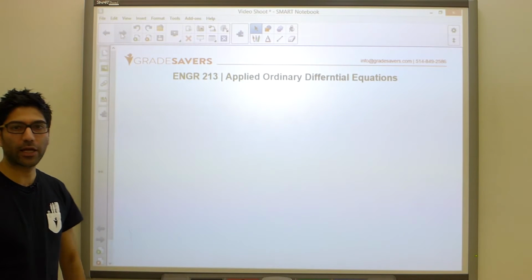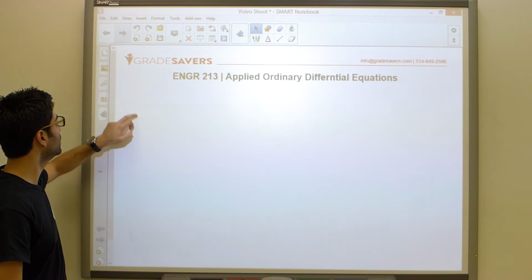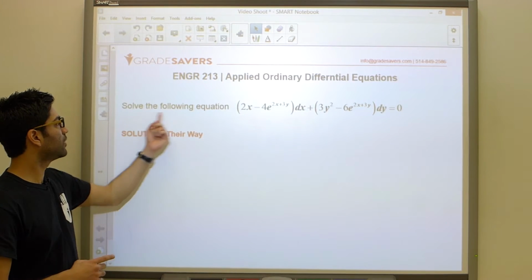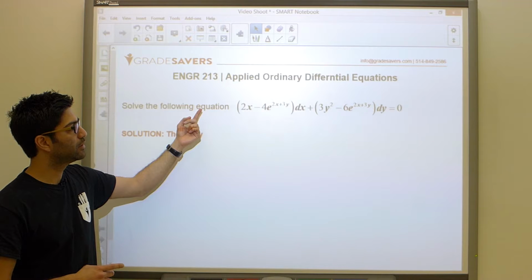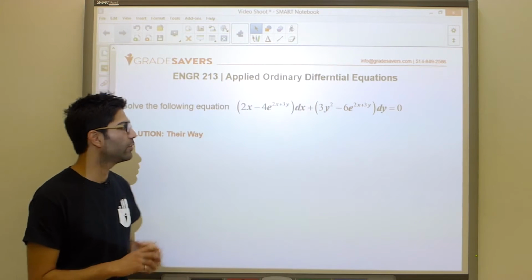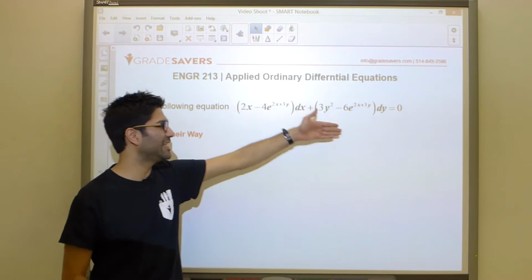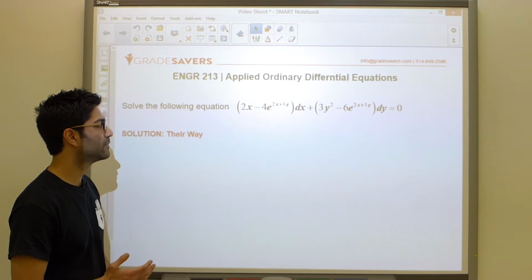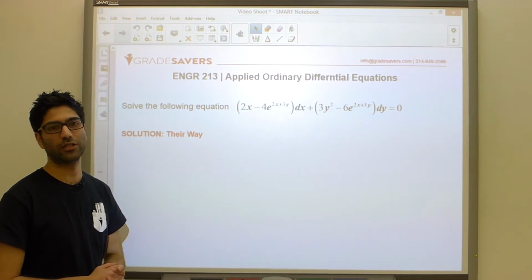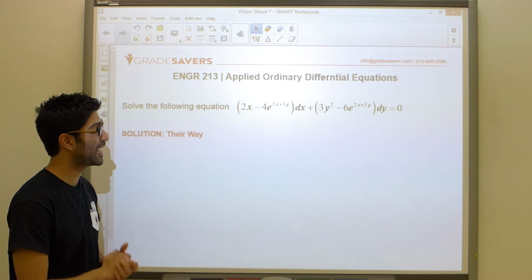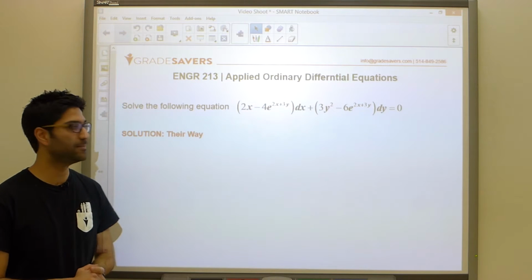All right, guys, let's take a look at our next problem. The problem says solve the following equation, and it seems to follow the format M dx plus N dy equals 0. We know that this is the format an exact equation takes, and so we're going to solve this using the exact equation method.